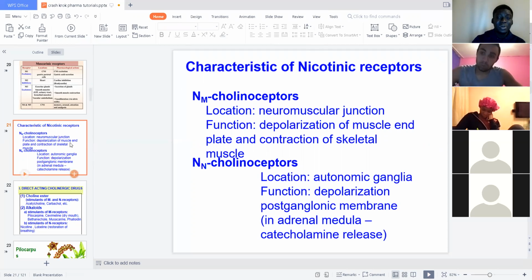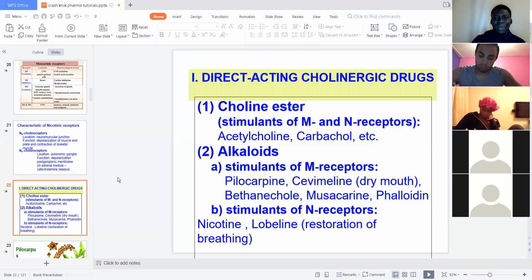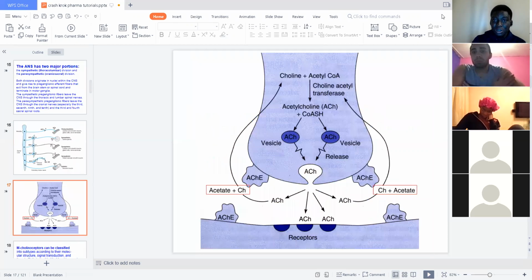So now we're going to talk about the drugs that act on these receptors. We have 2 types of drugs with 2 mechanisms of action: the direct acting and the indirect acting. So the direct acting acts directly on the presynaptic membrane to increase the release of acetylcholine. So if we take a look at this diagram, the direct acting is going to act here to increase the release of acetylcholine. Those are one group of drugs.